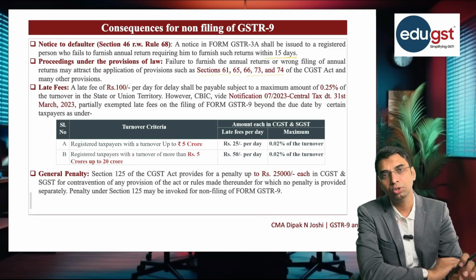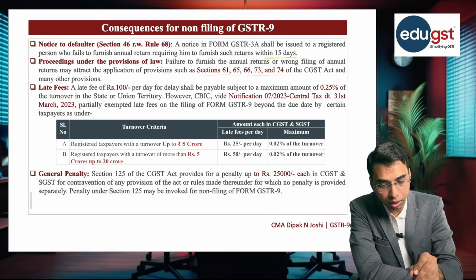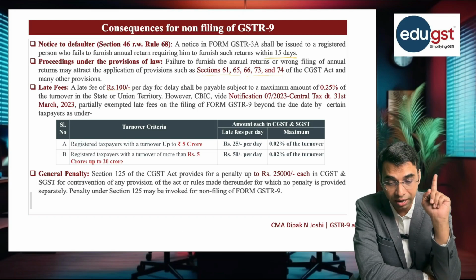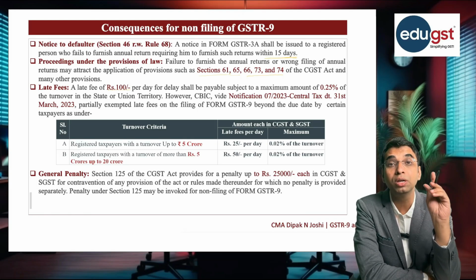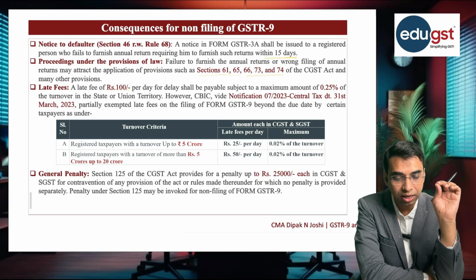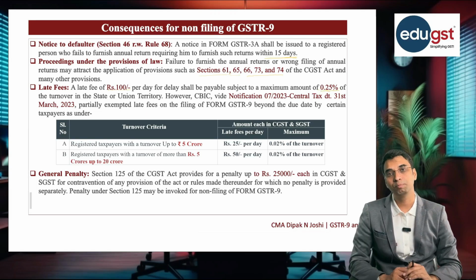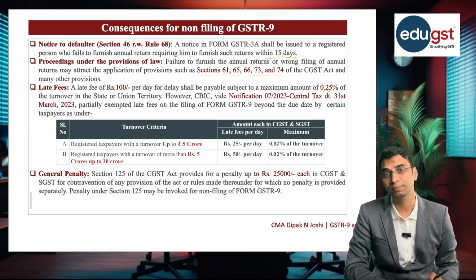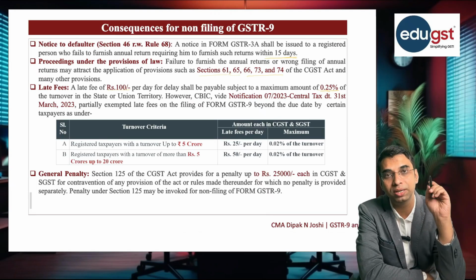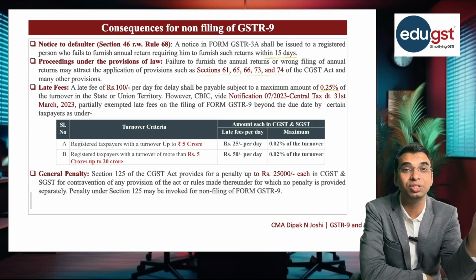Third, late fees. During the period you fail to file the GSTR-9, late fee is payable under section 47. Remember, under section 47, late fee is payable at rupees 100 per day. Rupees 100 per day for delay shall be payable, subject to a maximum of 0.25% of turnover. So 100 rupees per day is the late fee, subject to maximum fees of 0.25% of turnover. This is CGST only. So 100 rupees in CGST, 100 rupees in SGST.